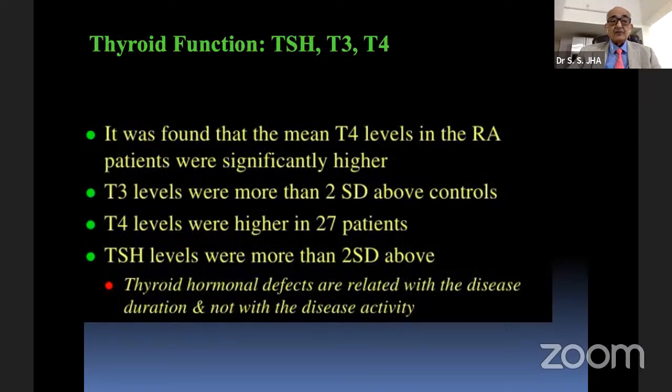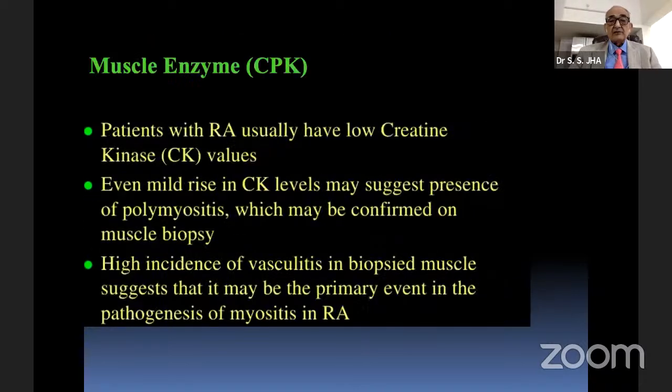Thyroid function, surprisingly, we orthopedic surgeons are not very much aware, but it has been found that mean T4 level in rheumatoid arthritis patients were significantly higher. T3, 2 standard deviation above control. T4 levels were also higher. TSH levels were more than 2 standard deviations. So thyroid hormonal defects are related with the disease duration and not with the disease activity.